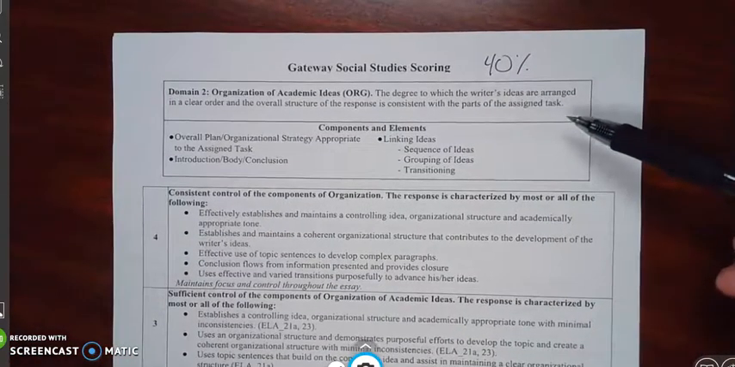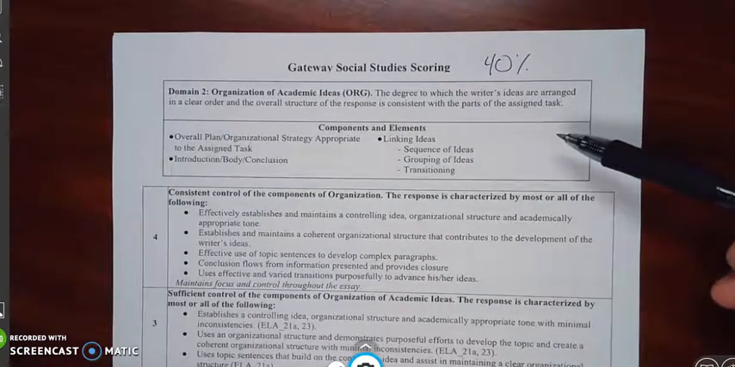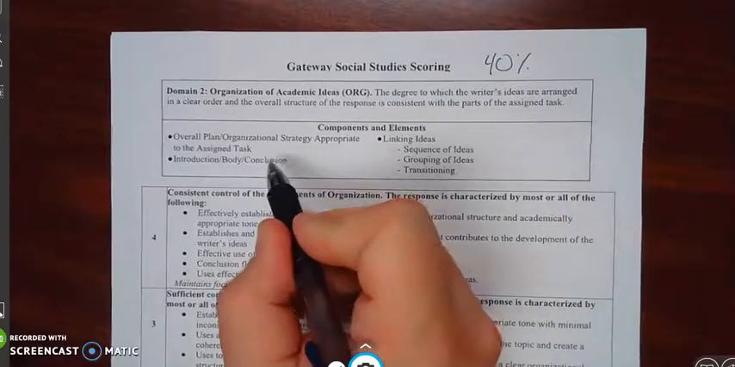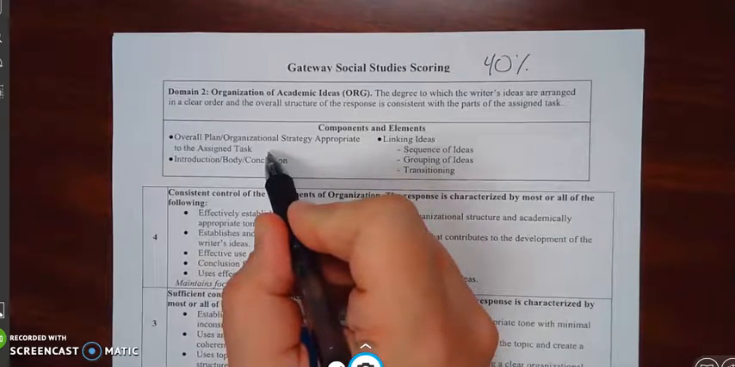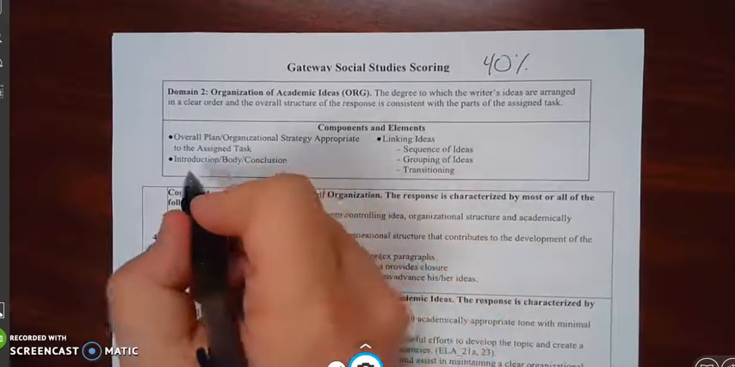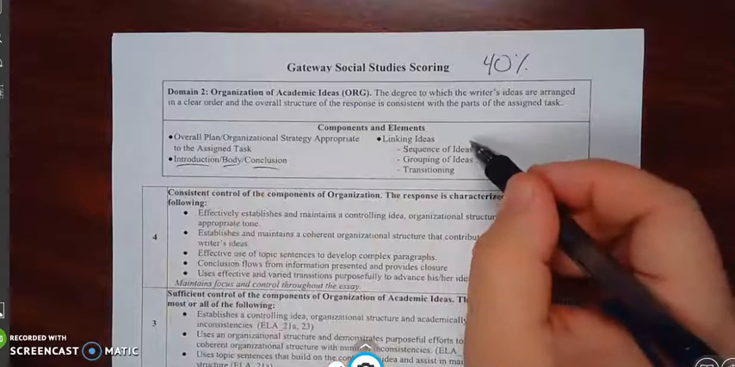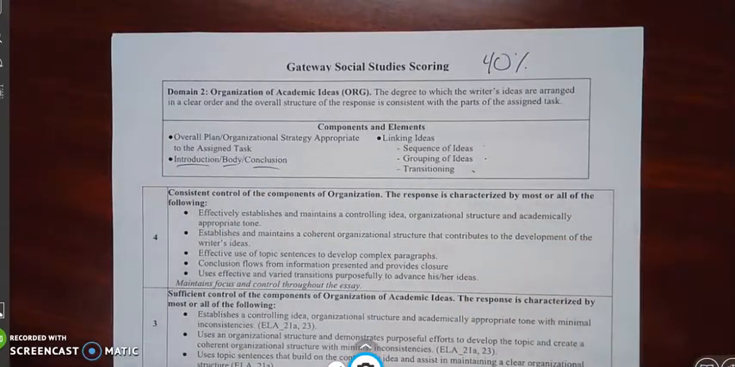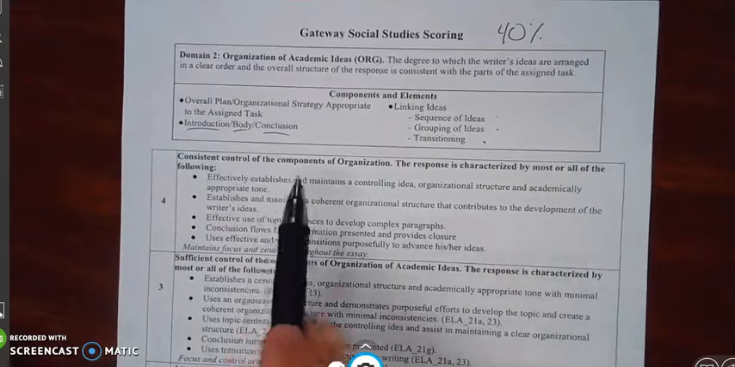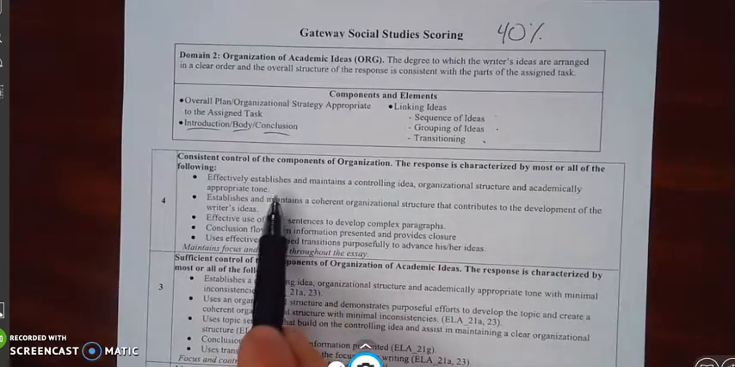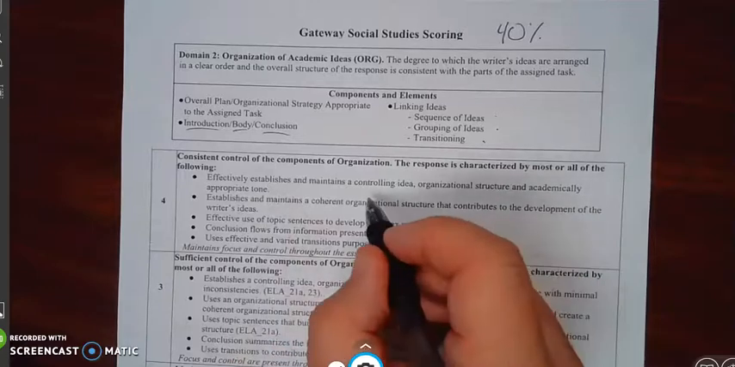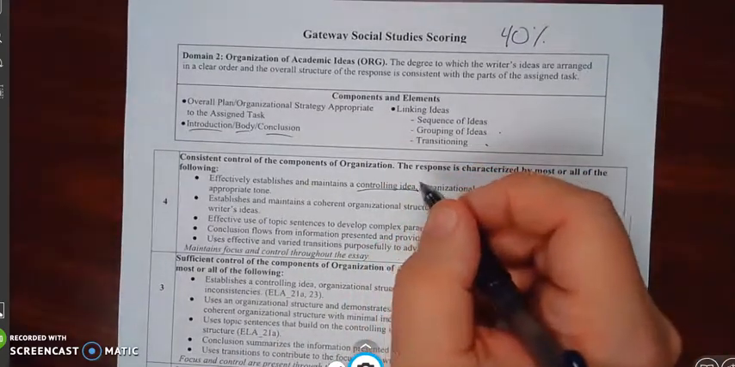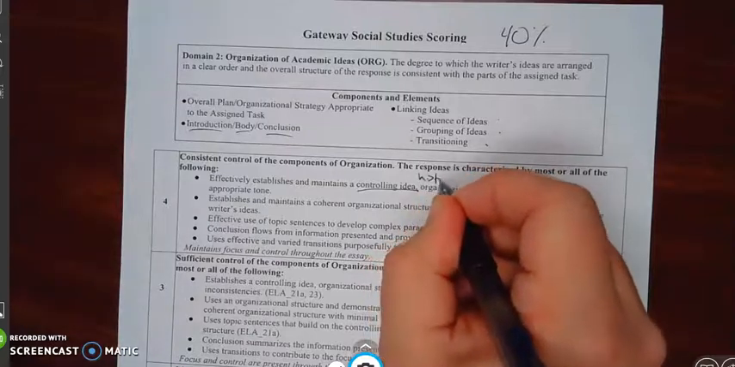And this is the way the ideas are arranged in a clear order, and the overall structure of the response is consistent with the parts of the assigned task. So the overall plan and strategy is appropriate to the task. You have an introduction, a body, and conclusion, and then you have linked your ideas, the sequence, the grouping, and the transitioning as well. So this consistent control talks about effectively establishing and maintaining a controlling idea. This idea of a historical claim.